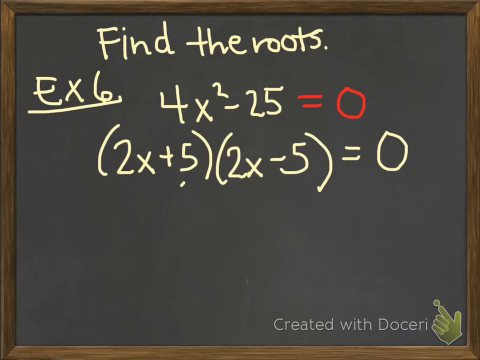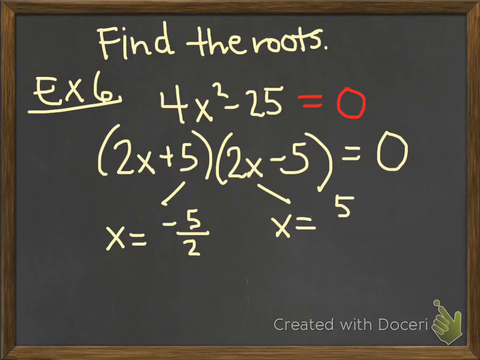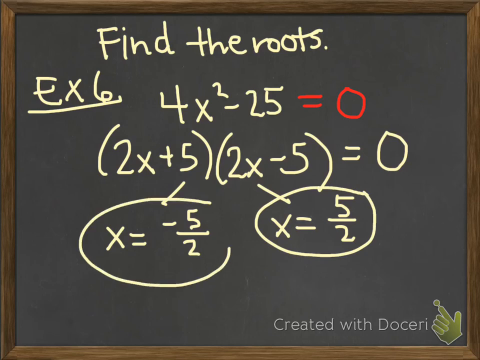Now there's going to be two answers that work. This one is bring the 5 to the other side, so that's negative 5, divided by the 2 in front of the x. And this one is bring the negative 5 to the right side, so that's positive 5 divided by the 2. So those are the two answers. Negative 5 halves and positive 5 halves.